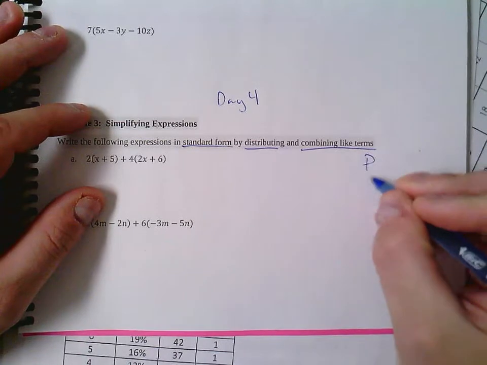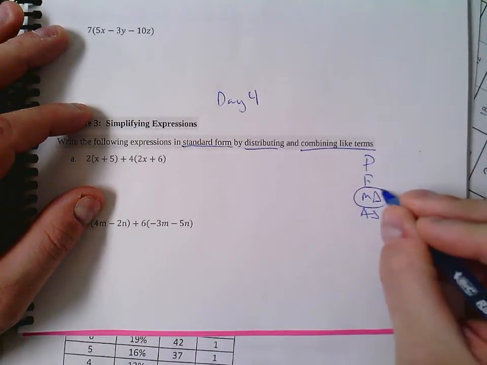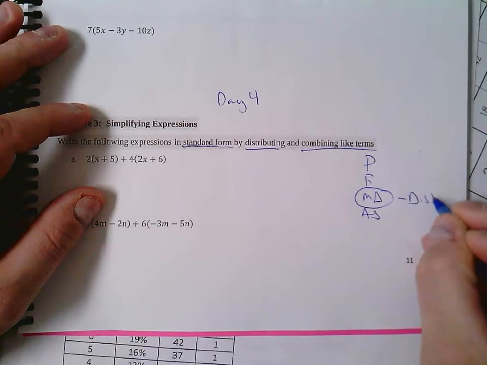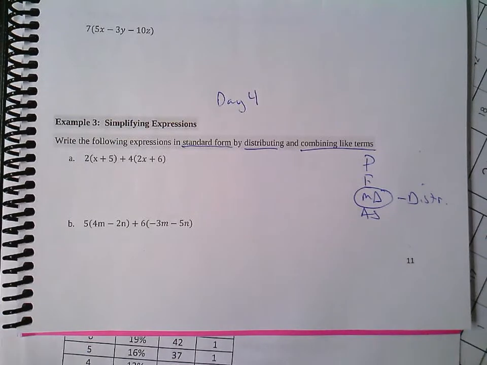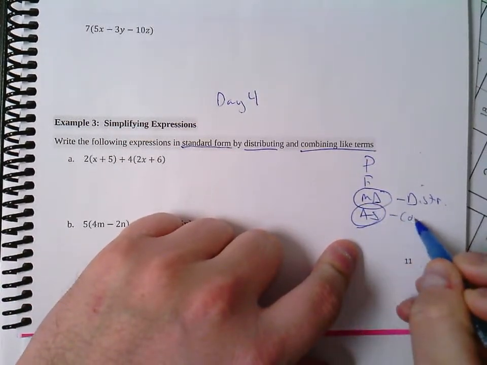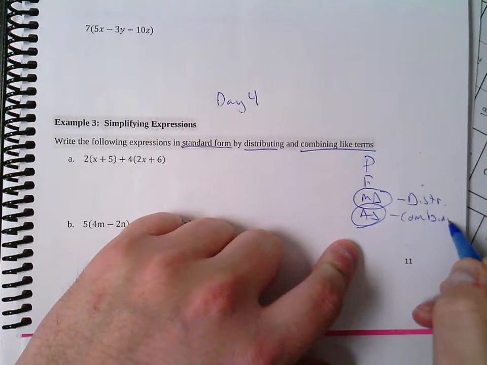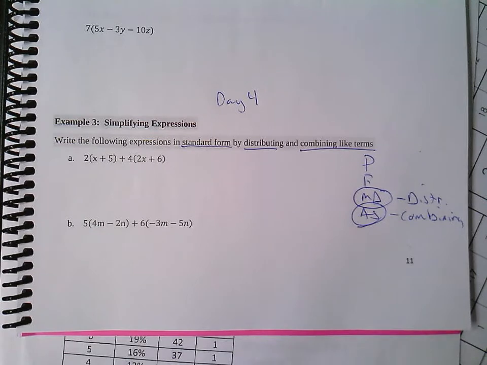So if you think of our order of operations, PEMDAS, distributing falls under the multiplication and division piece because distributing is multiplying. A little bit later on, we'll do some undistributing, and that would be dividing, but we'll talk about that later. And then combining is adding and subtracting. So remember, if the signs are the same, you add and keep the sign. If the signs are different, subtract. Those rules of integers come into play.